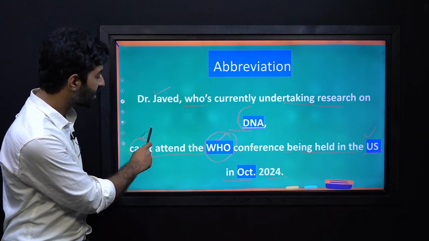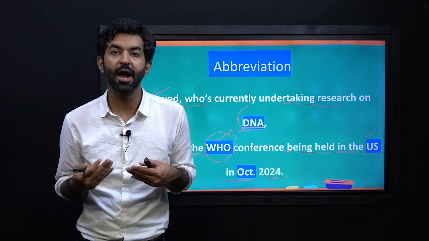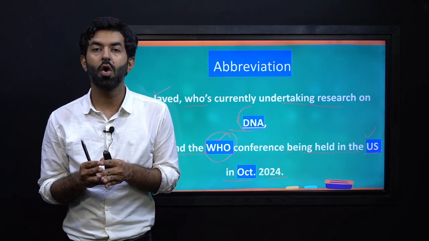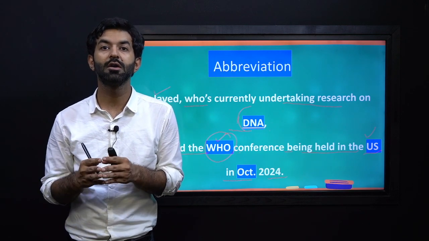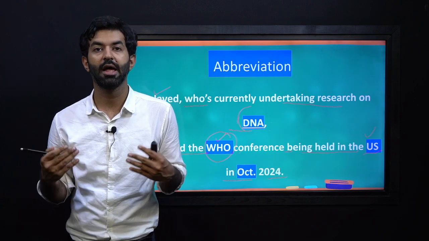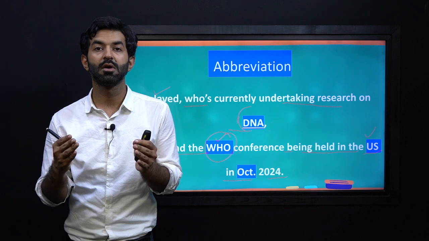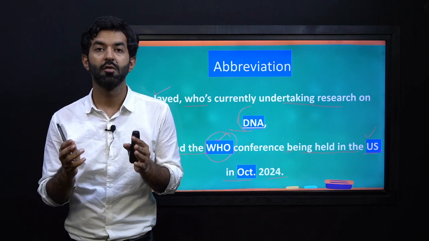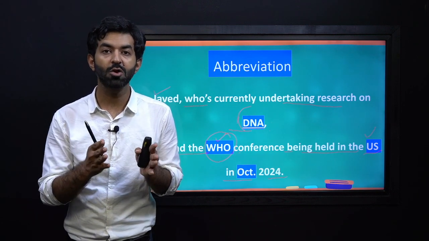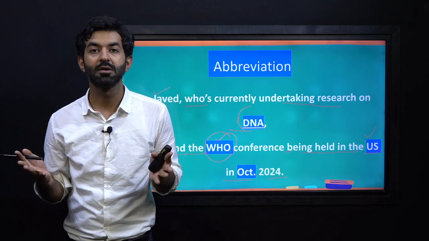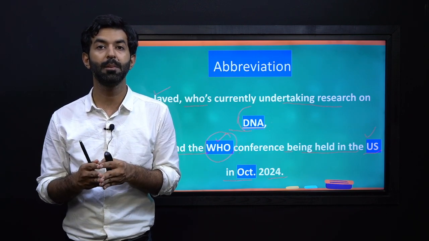Now you see that here we also used can't, which is a contraction. This is also kind of a short form, but they are called contractions and they are different from abbreviations and acronyms. We use the apostrophe for contractions. Cannot becomes can't, and will not becomes won't.